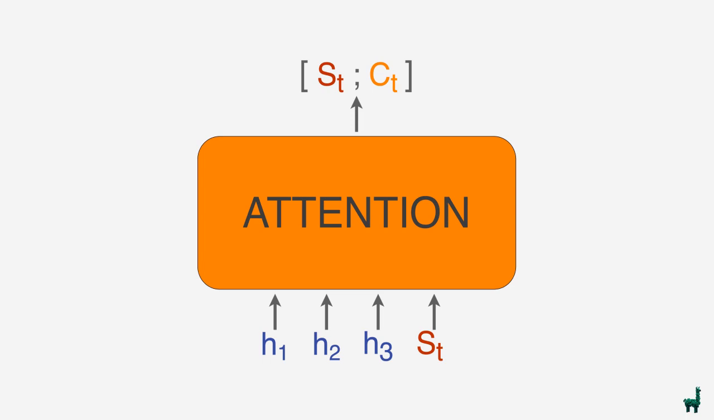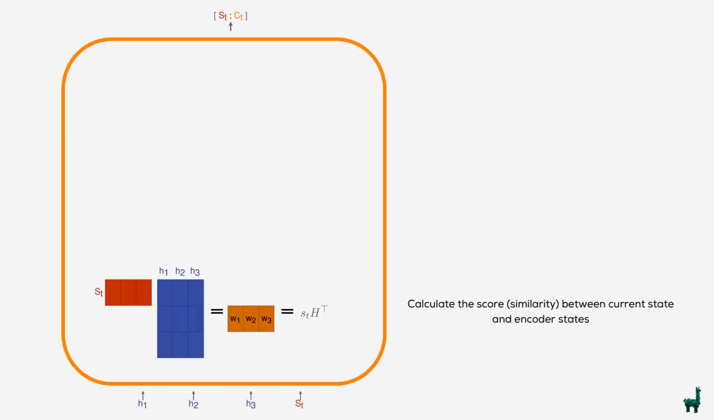Again, our attention block takes in our encoder hidden states as well as our decoder state, and it generates a new vector that's a concatenation of our current decoder state and context vector. It consists of three steps to get to that context vector. The first step is to make an assumption about what is important for a decoder step. The assumption is that the more similar an encoder hidden state is to the current decoder state, the more important it will be for the decoding process. And that's what this first step does.